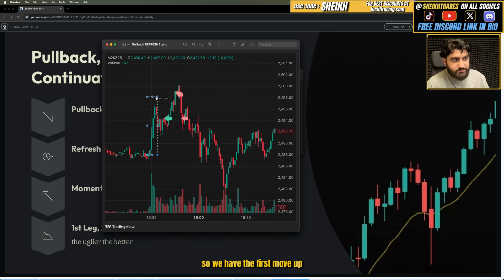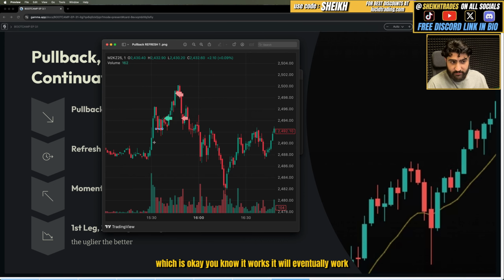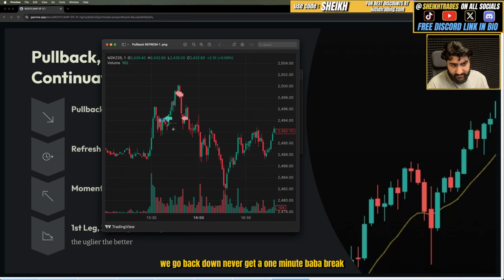So we have the first move up. This is the first pullback, these two candles. A lot of people are already longing this, which is okay. You know, it works. It will eventually work, but I don't do that. We never get a 1 minute bar break. We go back down. Never get a 1 minute bar break. This is not a 1 minute bar break for me, guys. The only reason I took this trade is that candle opened, because we did the refresh.